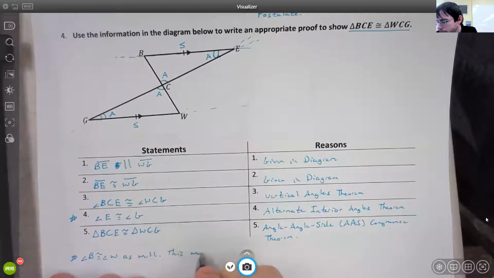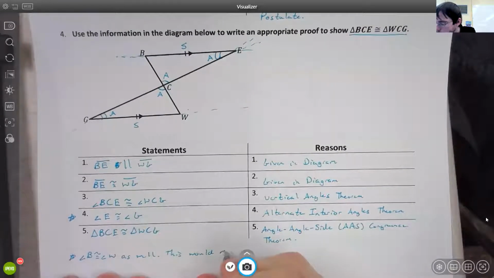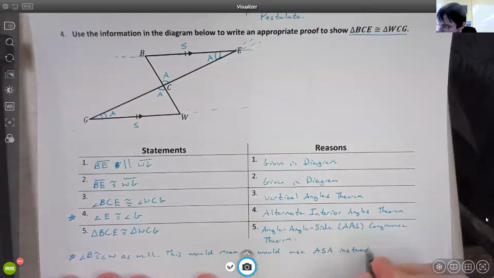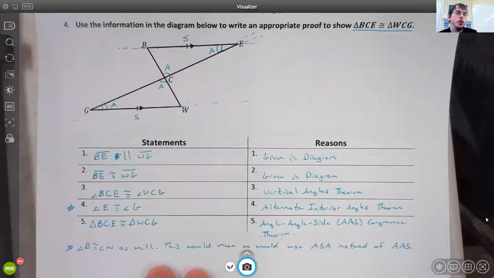This would mean, if we used that statement instead of this statement, we would use ASA instead of AAS. Okay. And for most of these, if you have this question on a quiz or a test, you're not going to be writing out a full proof. You're going to be dragging and dropping or selecting reasons that need to go in certain blanks. Okay.